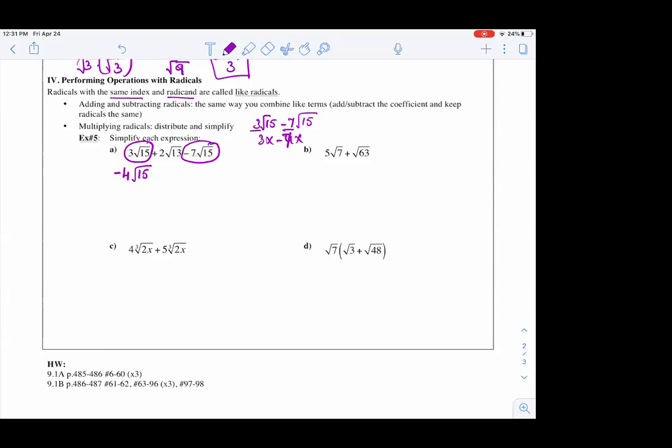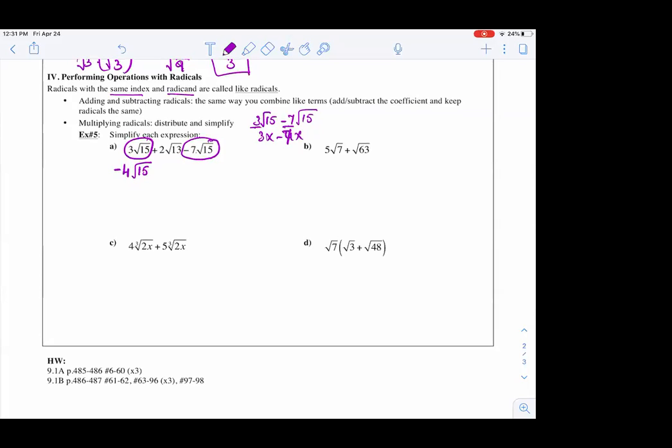Okay, so the x-looking thing is the radical 15, so that just stays the same. We don't do anything with the x. We just attach the x to it. So similarly, you just attach the radical 15 to it. You just subtract the 3 and minus 7, and that's how you get negative 4 radical 15. And then there is a 2 radical 13 standing all by itself, which cannot be combined with anything. It is okay. Just keep it like that. That's the answer. You can't combine the radical 15 and radical 13 because they're not like radicals.